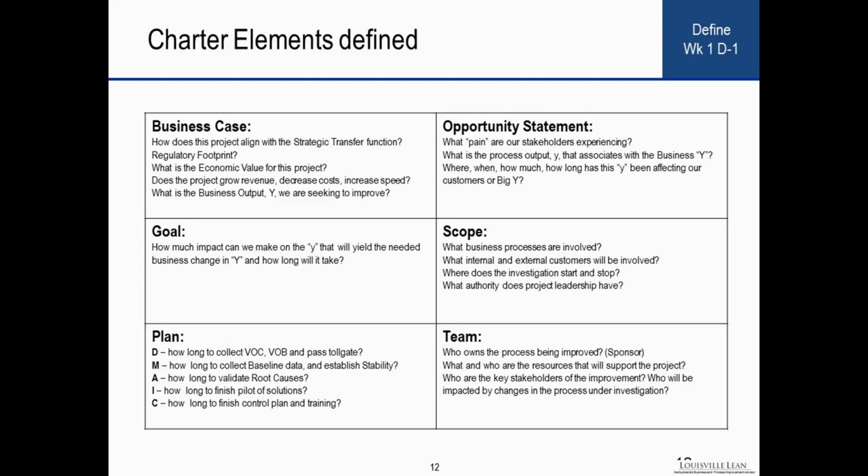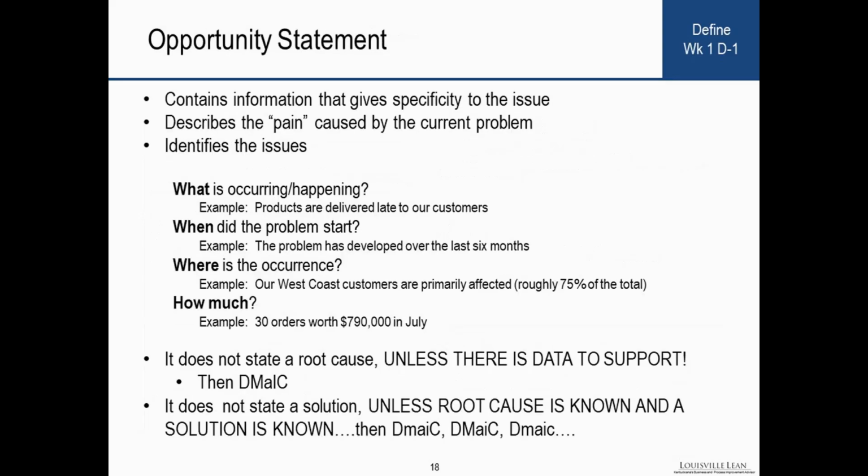So the opportunity statement contains information that allows us to know what is going wrong in the process, giving us the specifics of the particular problem. It describes pain in the process or cost to people. It identifies issues. What is exactly occurring? You know, we got customer complaints because things are late.